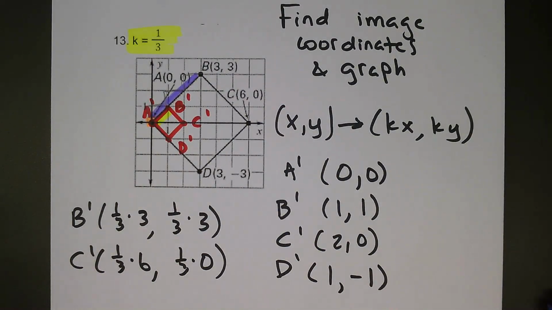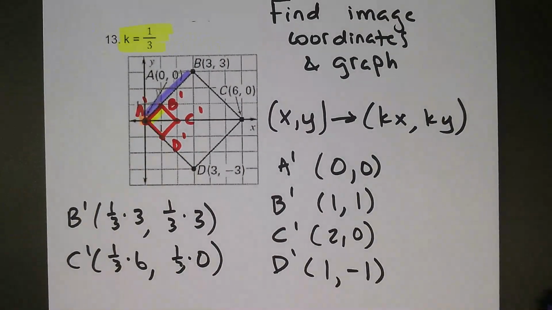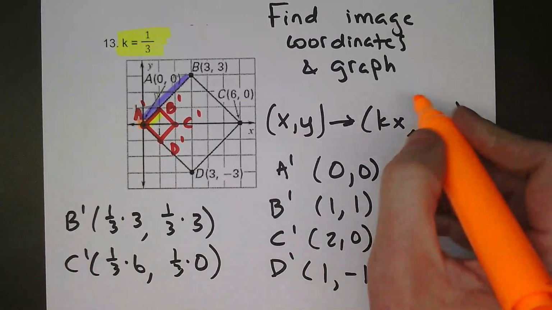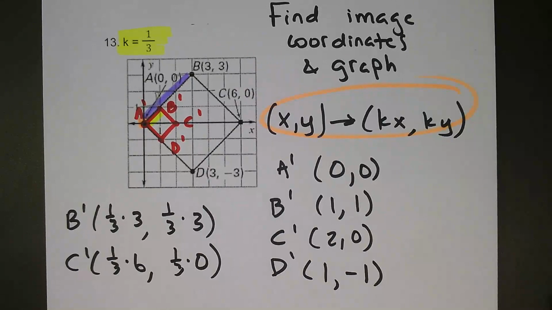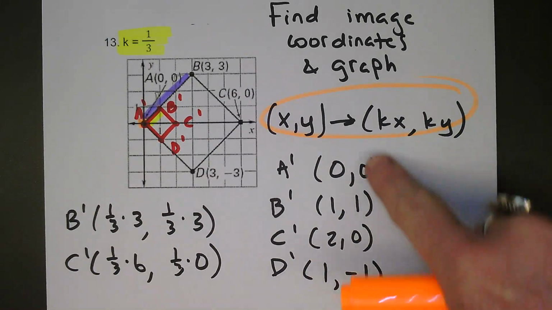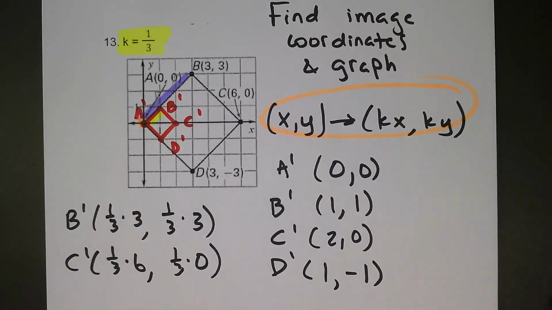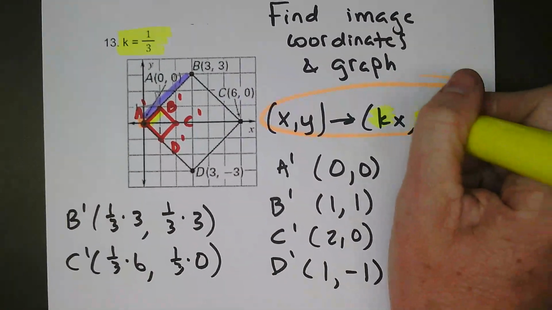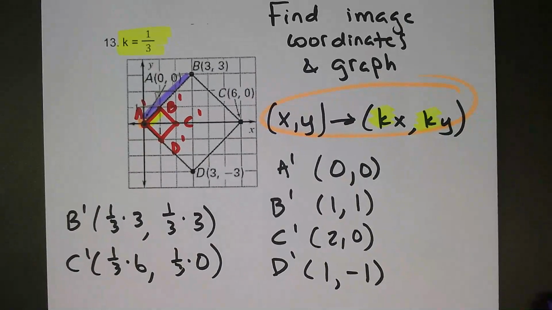Okay, so I hope that's helpful. These are our new points. There they are graphed. This process right here is really helpful and important for finding these new coordinates. Take all of your original coordinates and just multiply each x value and y value by the scale factor. Hope that's helpful. Message me anytime with questions.